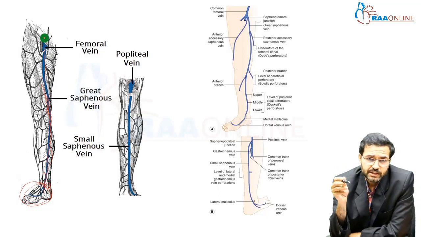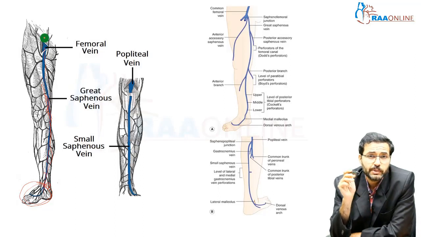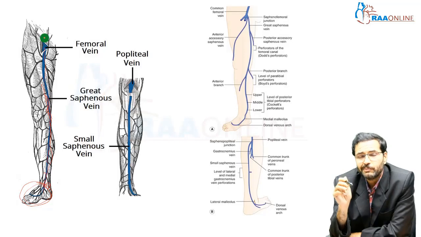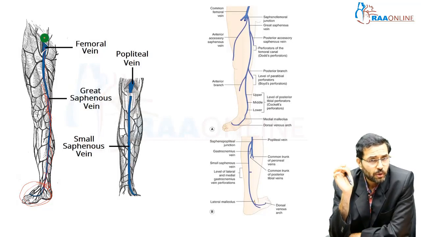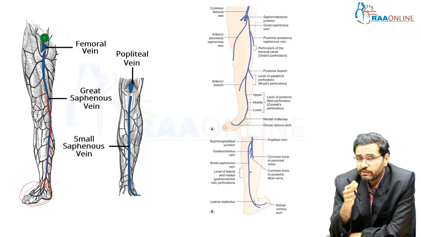The area where it drains into the femoral vein is called the saphenofemoral junction. This saphenofemoral junction is located around 3.5 centimeters below and lateral to the pubic tubercle. All these landmarks are very important because they are necessary to identify the vein, not only to get an IV access, but also in the treatment of varicose veins. So this is the course of the great saphenous vein.